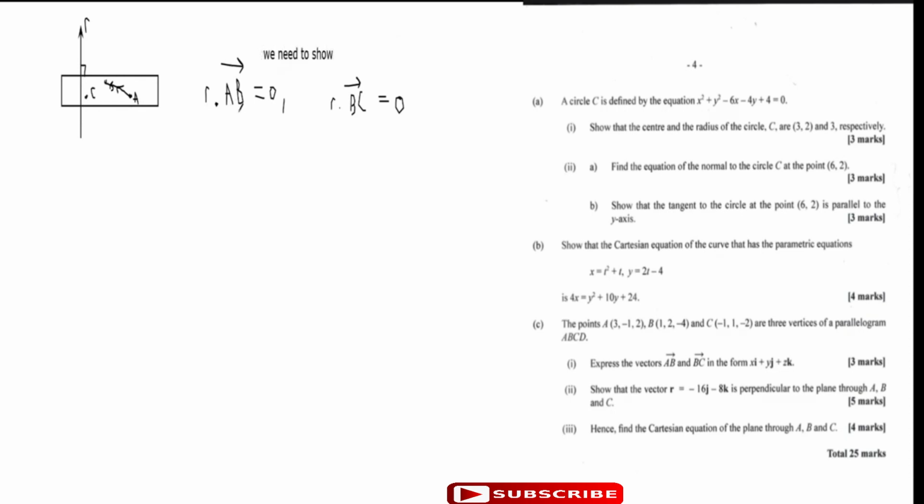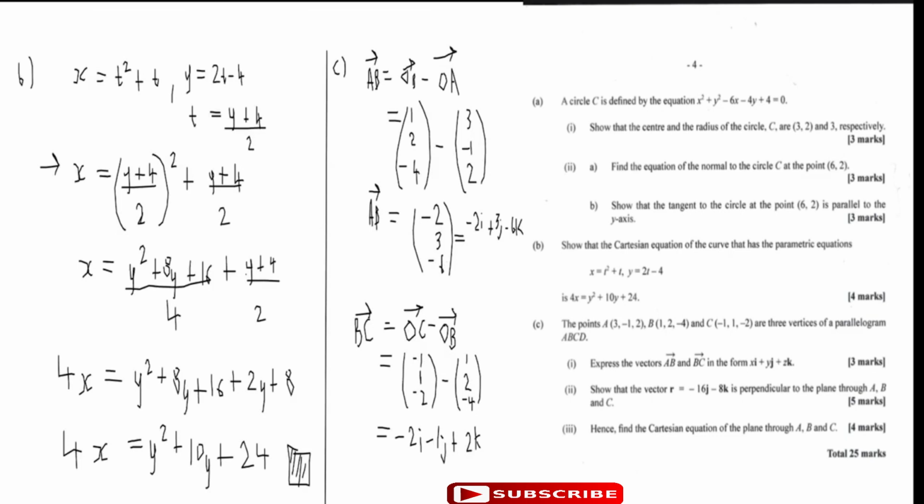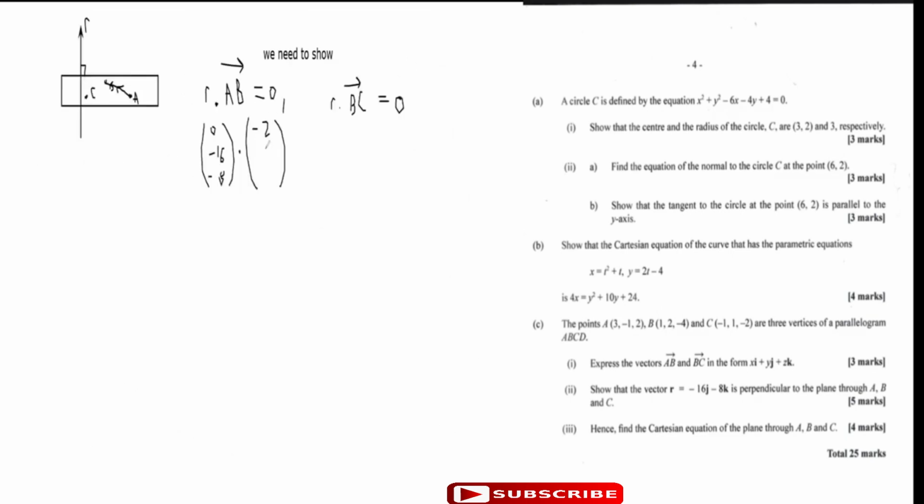So let's try to do that now. Vector R as we see is 0, -16, -8, and we're taking the dot product with vector AB, which is -2, 3, -6. Taking the dot product, we're getting 0 times -2 is 0. Then I get -16 times 3 is -48, and -8 times -6 is plus 48. And this is working out to be 0. So absolutely, yes. So far they're perpendicular.